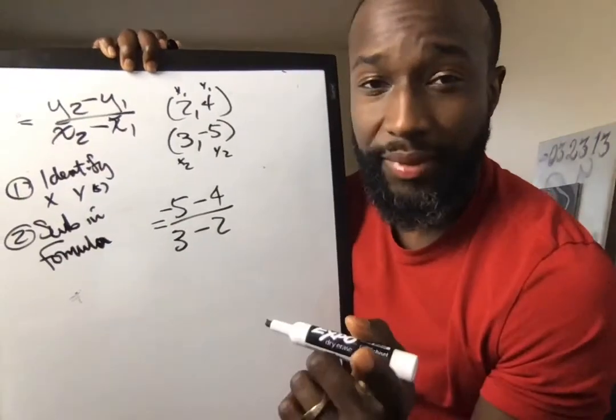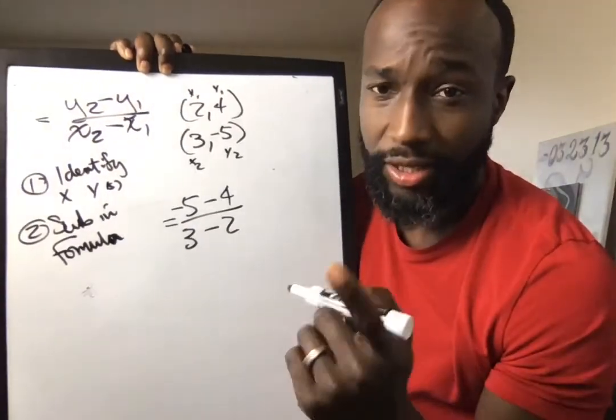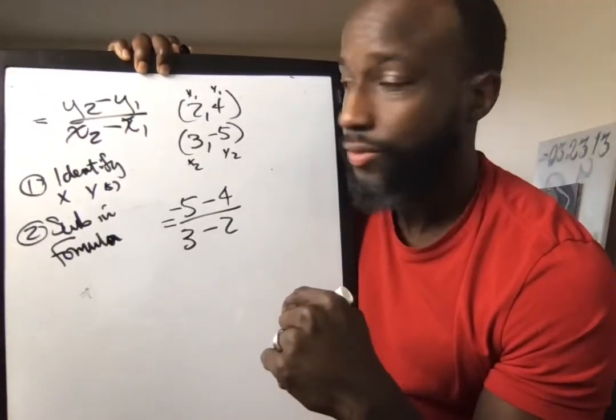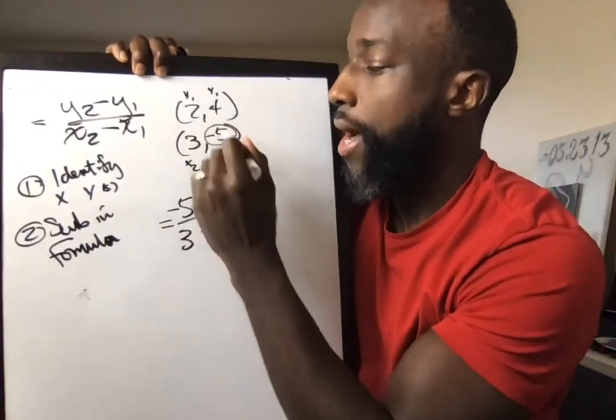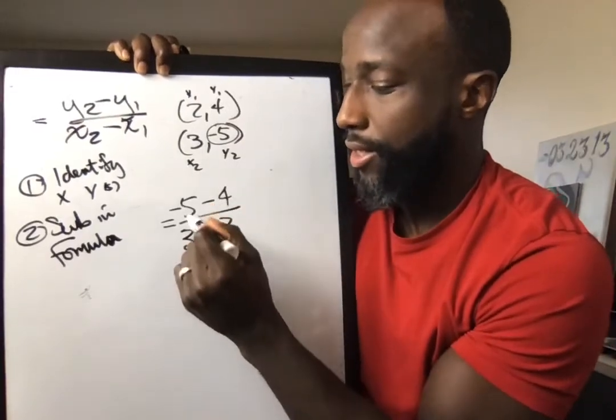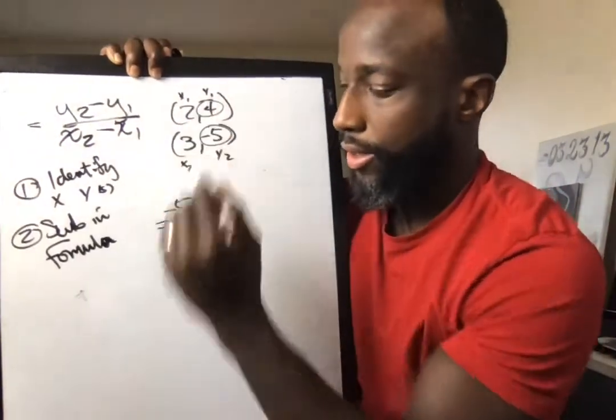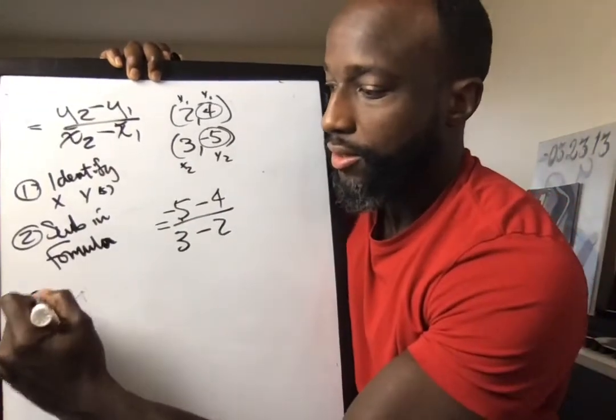One of the common mistakes that we make when we're calculating our slope is we put the x on top and we put the y on the bottom. Again, the y goes on top, so that's where this negative 5 came from. That's where this 4 came from. And the 3 is like that. After this, you just simplify.